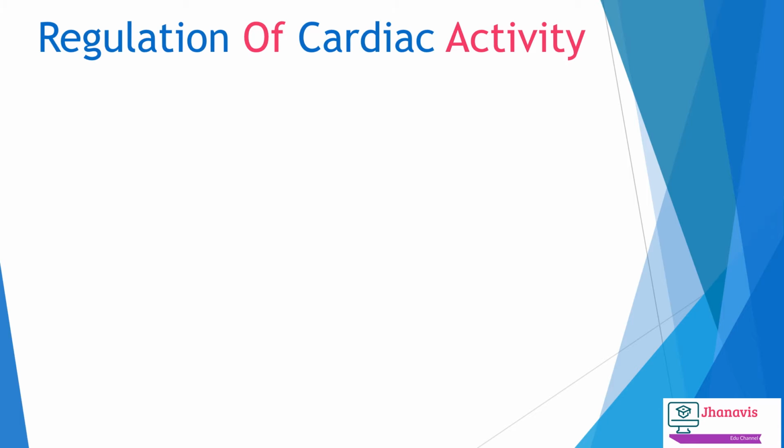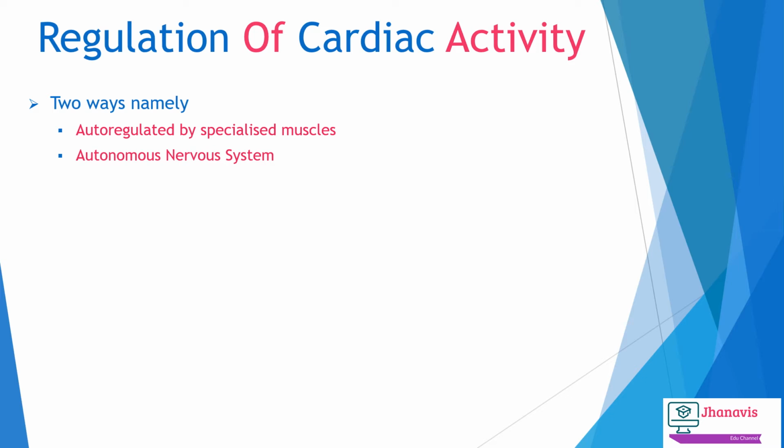Let's talk about the regulation of cardiac activity. See, there are two ways by which the cardiac activity can be regulated. The first one is auto-regulation by specific muscles, and the second one is by the autonomic nervous system. The autonomic nervous system is divided into two: sympathetic nerves and parasympathetic nerves. What are the sympathetic nerves?